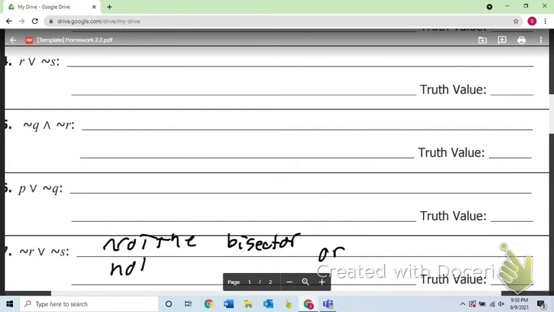So if we look at number, looks like 4, 5, 6, 7. So not R or not S. So EF is not the bisector, or that angle isn't acute. Now again, that's why at the beginning we wrote out what P, Q, R, and S were, and then we also wrote down what not P, not Q, not R, and not S were. So in this case, we know that not R is false because R is true. It was the bisector, so therefore saying it's not the bisector is false. And S was false, which means that not S is going to be true. Here we have an or again, so therefore it's true.